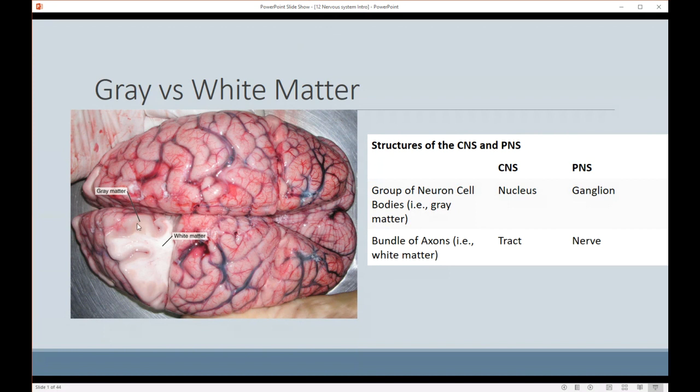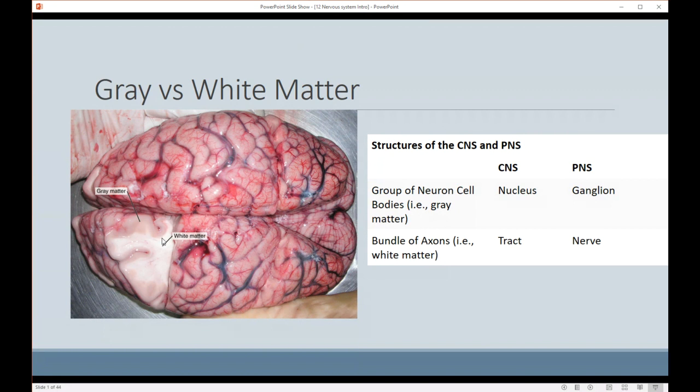In the peripheral nervous system, we don't call it a nucleus. Instead, we call it a ganglion. So if we had a picture of this spinal cord, we would still be calling it a nucleus. If we had a picture of a nerve, the peripheral nervous system, we would call it a ganglion.